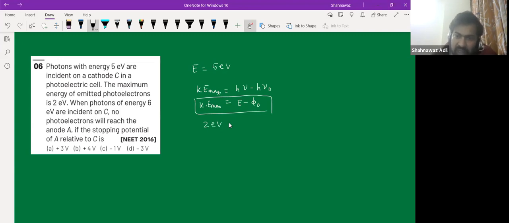And then the energy is how much? 5 electron volt that is falling on this. So what is the work function of this? That is 5 electron volt minus 2 electron volt. So this is the work function, right? And then now photons of energy 6 electron volt are incident.